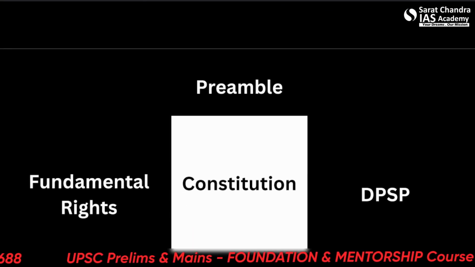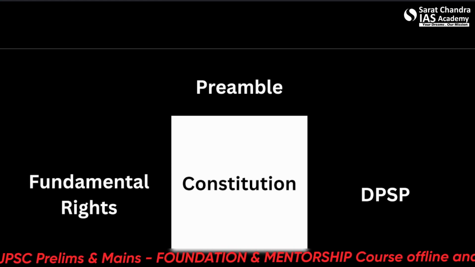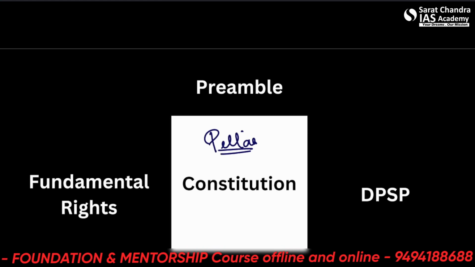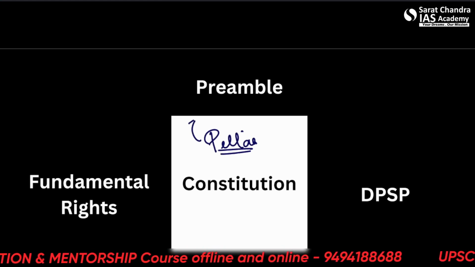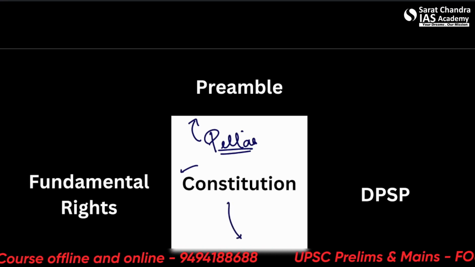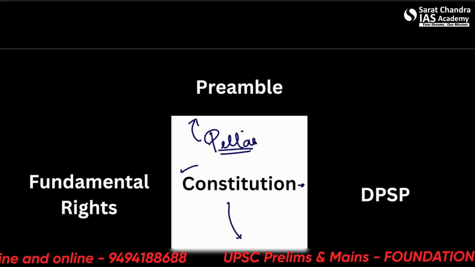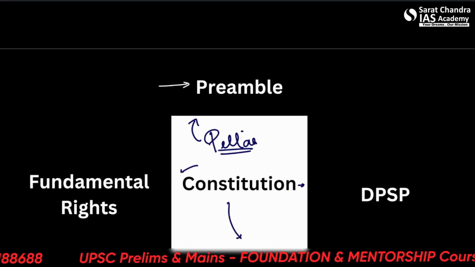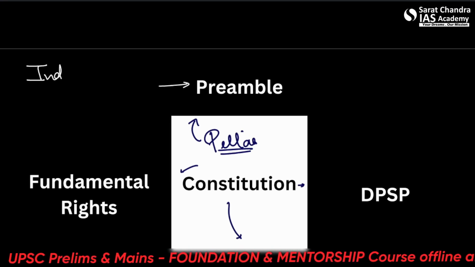Okay, let's come to the Constitution. There are four fundamental pillars to the Constitution. The first is preamble. The second is fundamental rights. The third is fundamental duties. And the fourth is directive principle of the state policy. The preamble tells us the introduction to the Constitution.